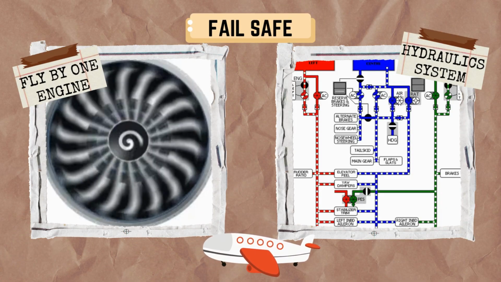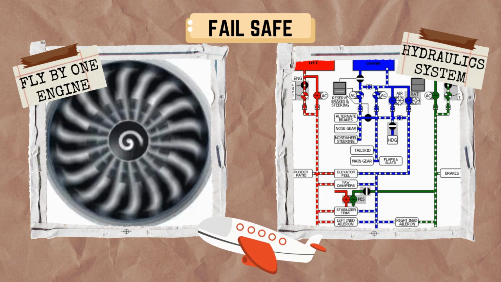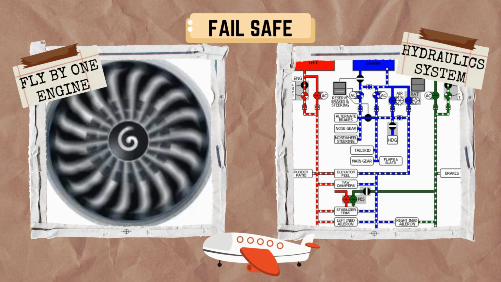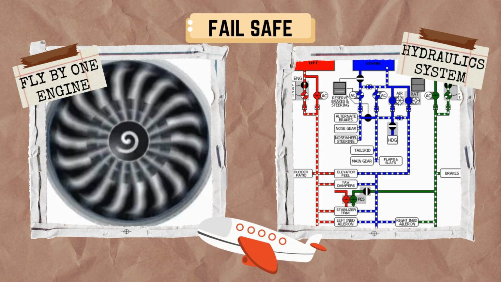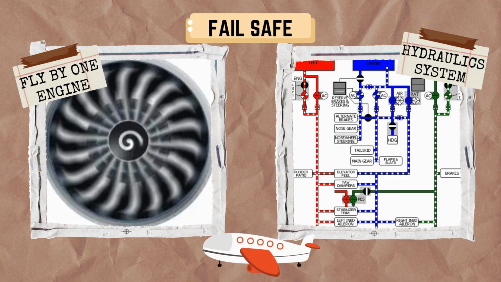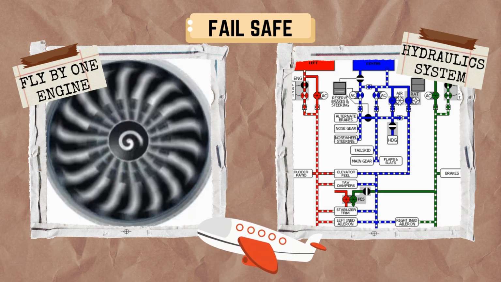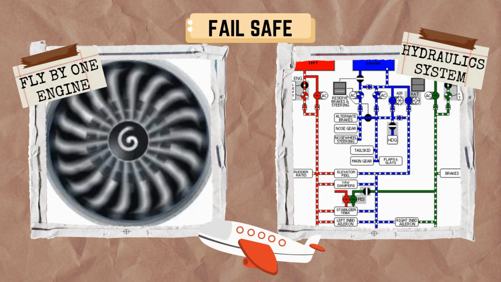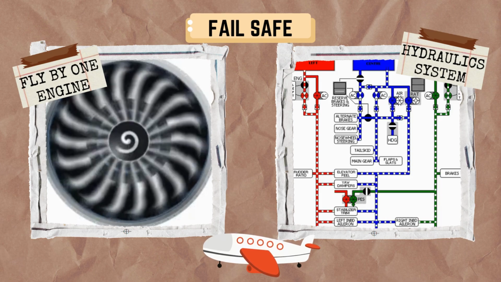So, how do these two approaches compare? In fail-safe design, like the hydraulic system, we expect failures to happen but design the system to keep operating safely until repairs can be made. Another example of this is having two engines on an aircraft. If one engine fails, the other can keep the plane flying long enough to land safely.